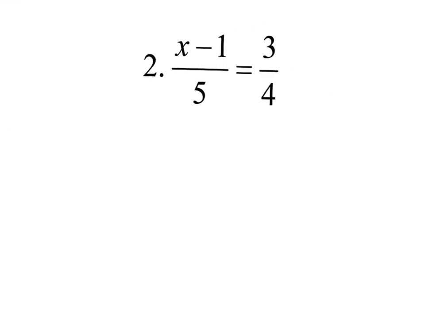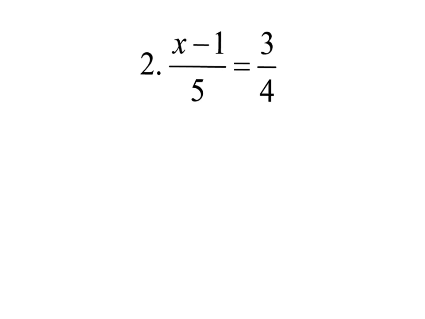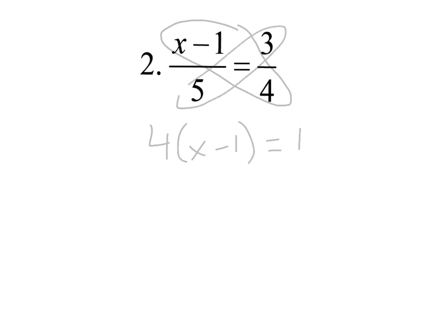So let's take a look at question number 2. Number 2 is a little bit longer, okay? In this example, I have x minus 1 divided by 5 equals 3/4. Same idea, cross multiply first. So you're going to get 4, and it is very important that you use parentheses, because if you do not use parentheses, it will be incorrect. You're multiplying 4 times the quantity x minus 1, close parentheses, equals 5 times 3, which is 15.